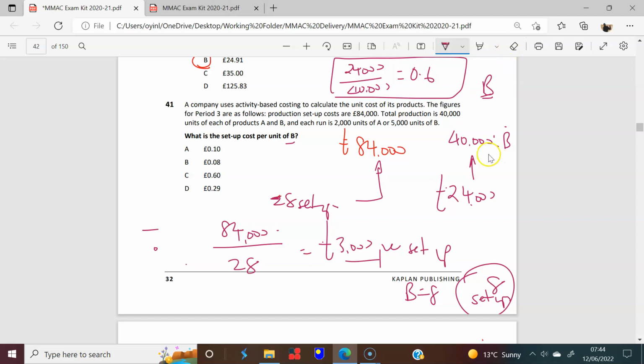But as you do this more and more often, you probably would have just thought you could spread the 3,000 over the 5,000 units of B, because each setup makes 5,000 units, which would give you the same thing: 3,000 over 5,000, which is still 0.6. But doing it via totals helps you see the big picture.